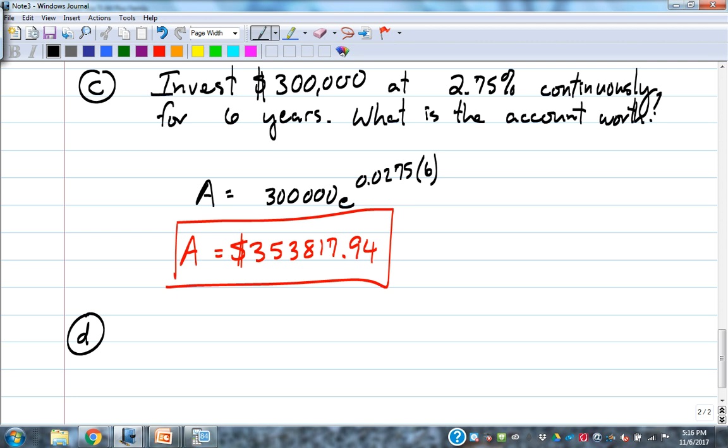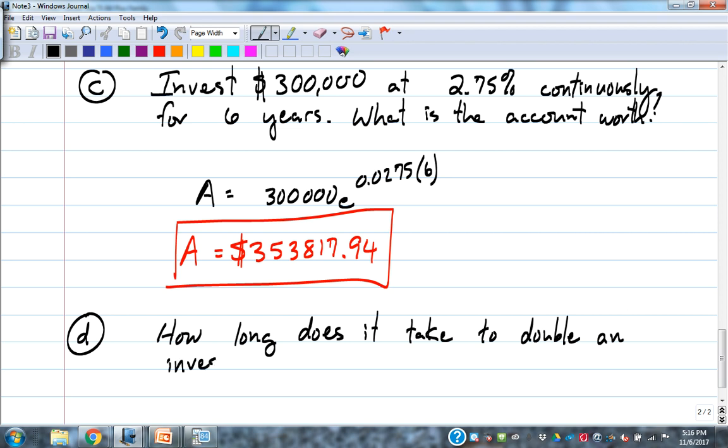All right. Here's a kind of a theory type question. How long does it take to double an investment with the 2.75% interest, compounded continuously?